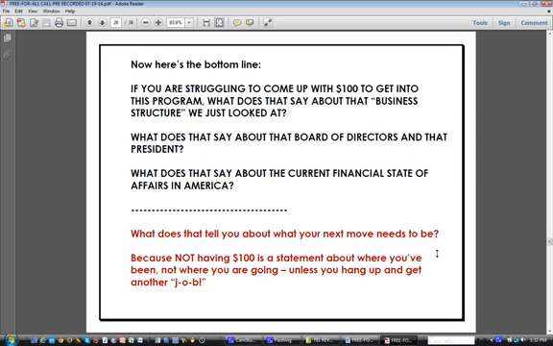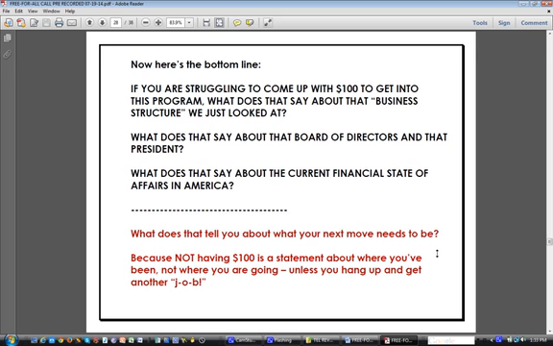So bottom line, if you're struggling to come up with $100 to get into this program, what does that say about that business structure we just looked at? What does that say about that board of directors and that president? What does that say about the current financial state of affairs in America? And what does that tell you about what your next move needs to be?